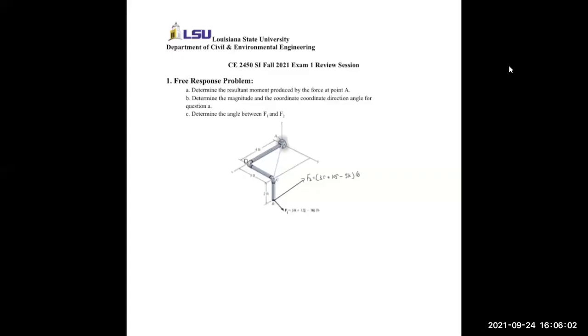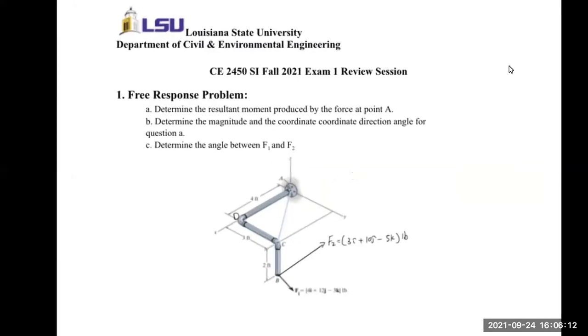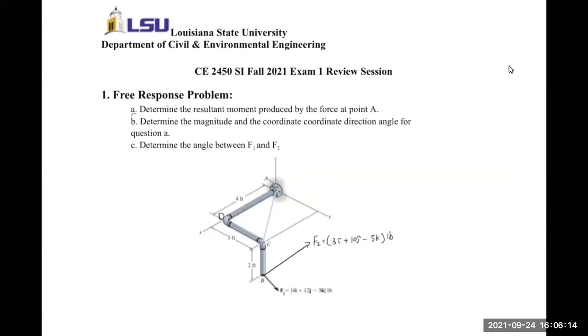Okay, guys, so this is our first problem. This is a free response problem, and this is a 3D moment problem. This problem consists of three different parts. Part A asks, determine the resultant moment produced by the force at point A.